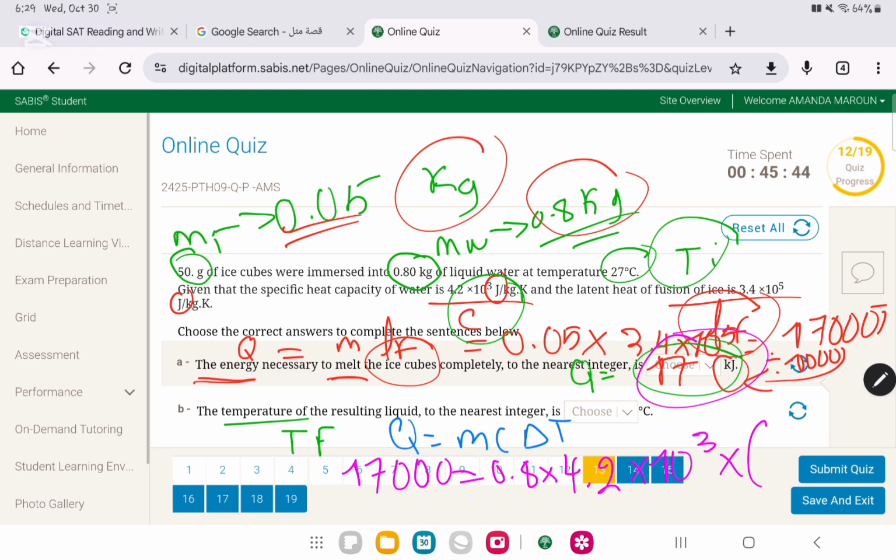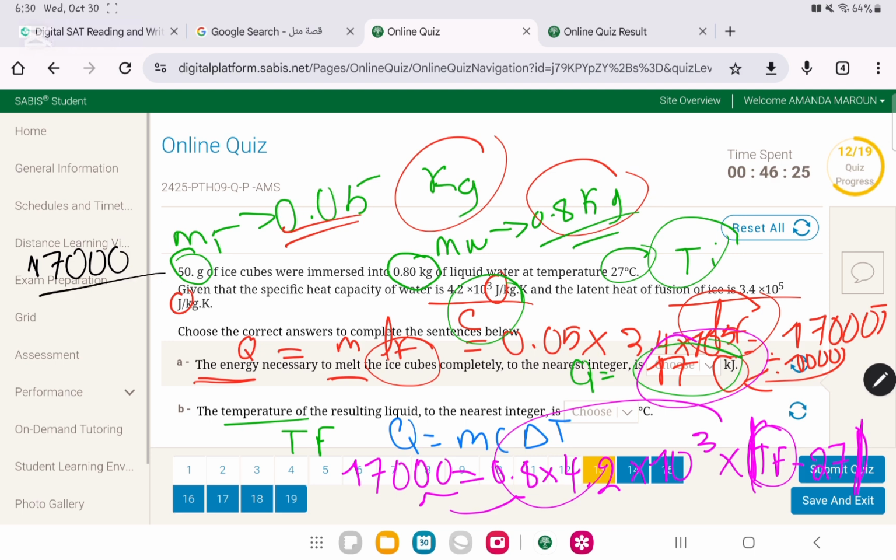We have temperature final that we need to find, but we are given temperature initial, which is 27 degrees. Of course, put it in the absolute value. So, to find temperature final, very simply, we're going to move this first to the other side. So we get 17,000, my bad, 17,000 divided by 0.8 times 4.2 times 10 to the power of 3.